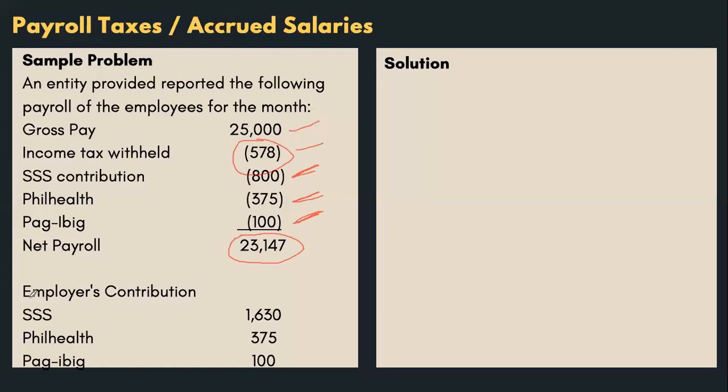So this is also mandatory for the employer. So the employer is required to contribute for SSS, PhilHealth and Pag-ibig. So aside from the employee share, si employer na siya ay 1,630 based on the table.